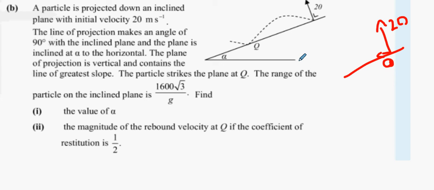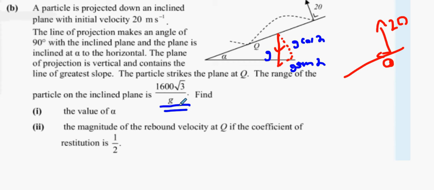Now, the line of projection makes an angle of 90 degrees with the inclined plane and is inclined at alpha to the horizontal. That's no bother. So what do we reckon here? Yeah, g sine alpha and g cos alpha. The projection is vertical against the line of the slope. The particle strikes the plane at Q. We know the range. So that to me means sy equals 0, sub into sx, and figure out what to do from there.